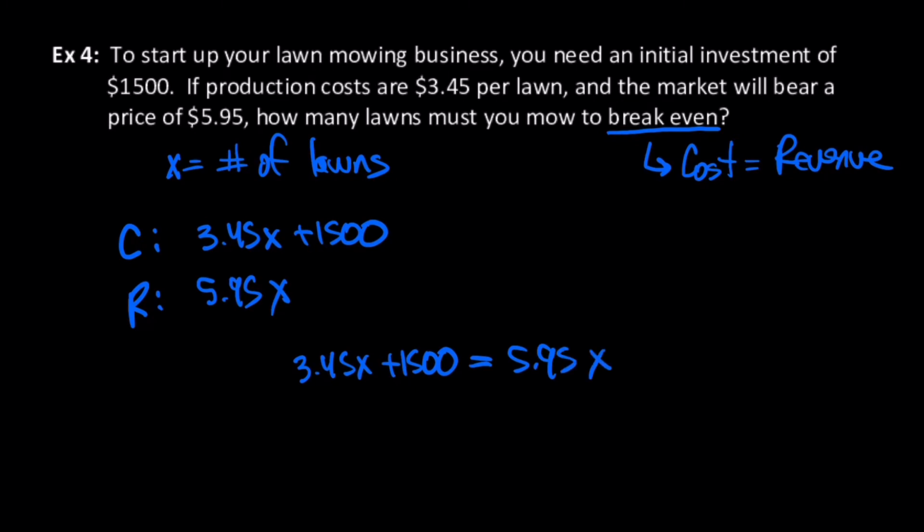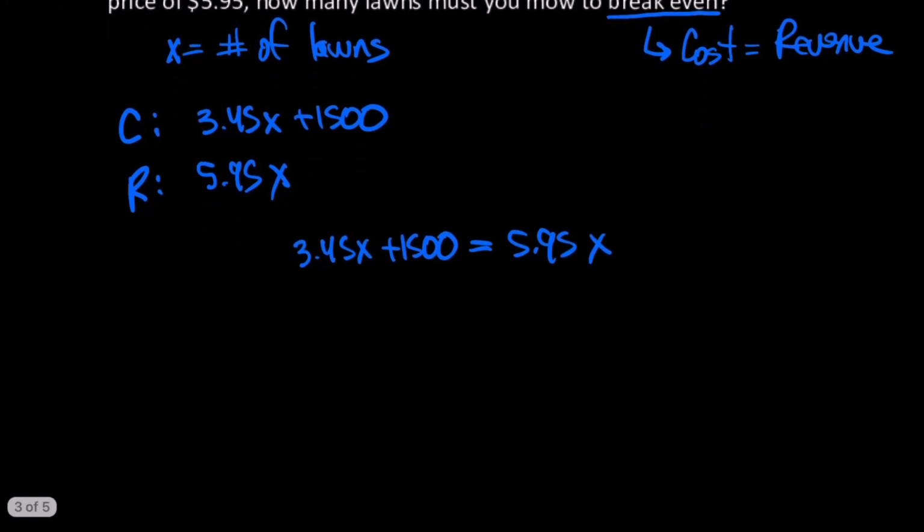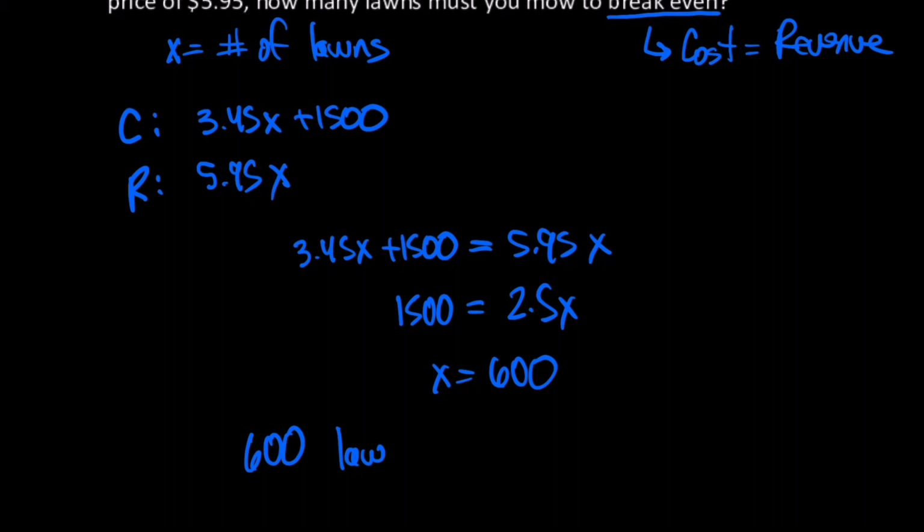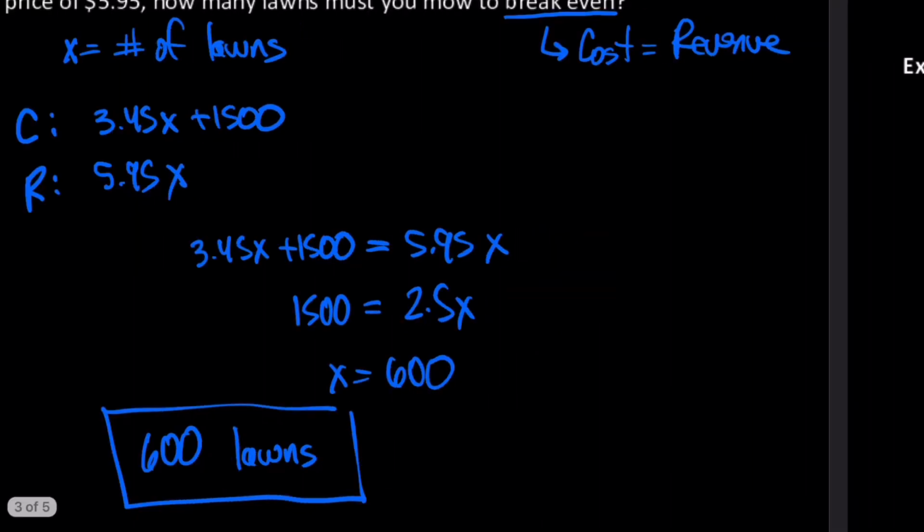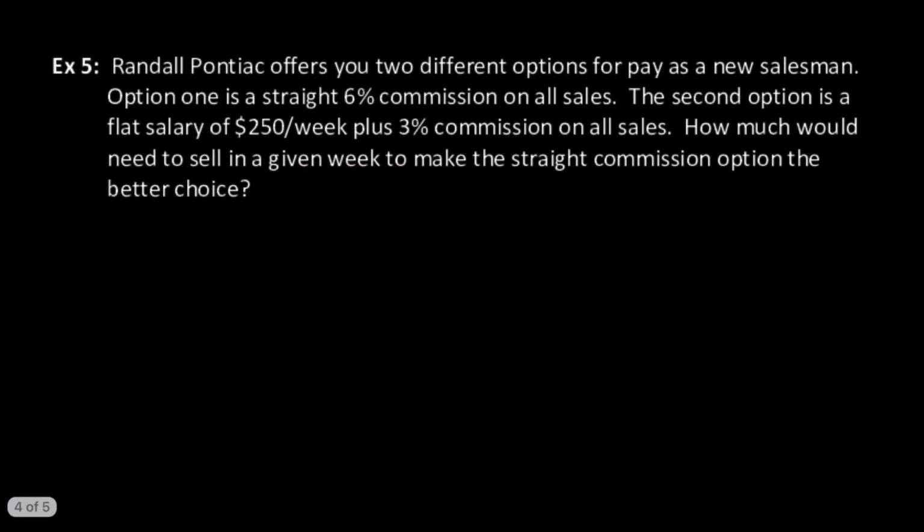All right, I'll do the algebra here very quickly. Subtract 3.45x from both sides. You get 1,500 equals 2.5x. Divide by 2.5, and x equals 600. So 600 lawns would be the number of lawns you have to mow to break even. That does not sound like a fun job to me. Anyway, moving on.